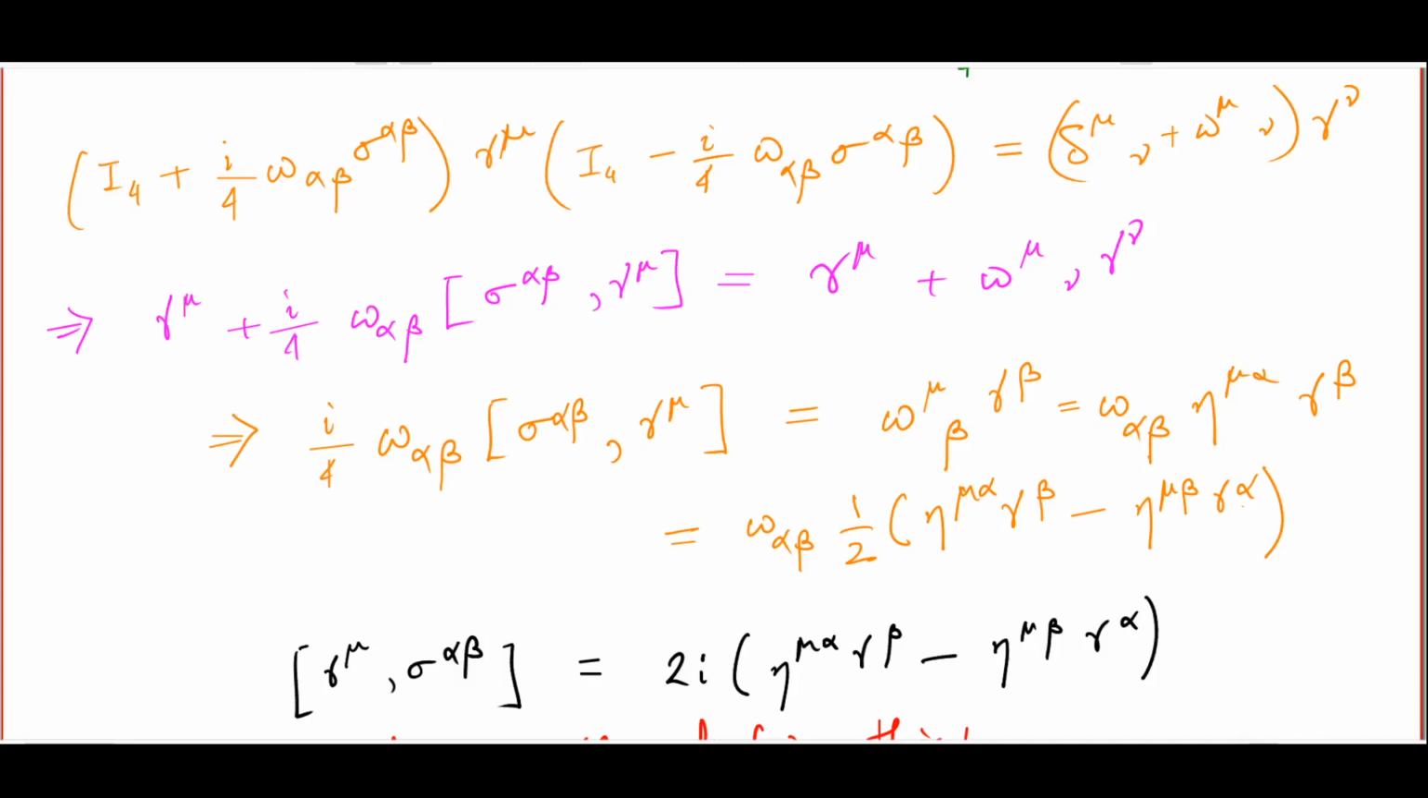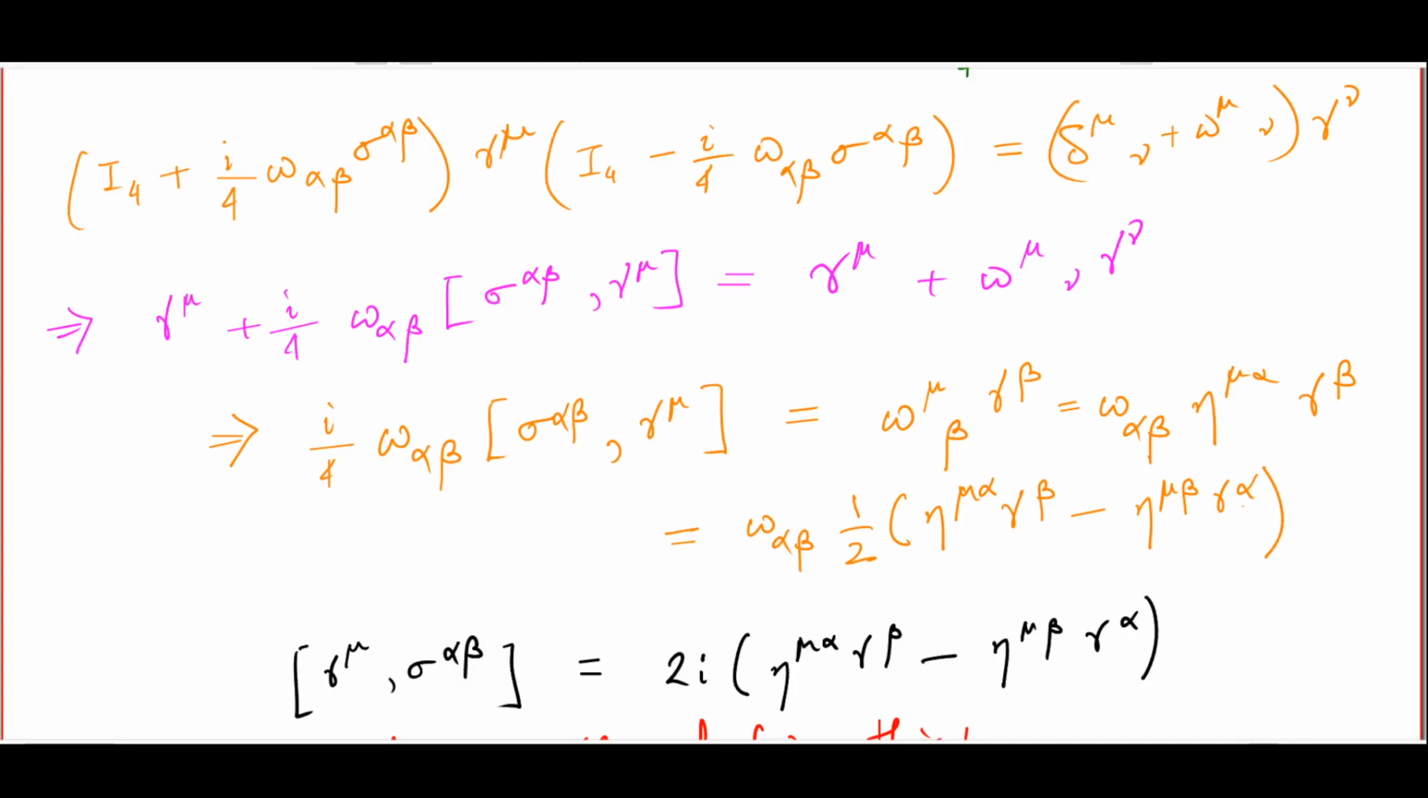So the question really is, do such S's exist? And we had now shown that at least for infinitesimal transformations, such an S would exist if you can find matrices sigma alpha beta, 6 independent such matrices, which obey this particular commutation relation. Gamma mu's commutator with sigma alpha beta is twice I eta mu alpha gamma beta minus eta mu beta gamma alpha. So all we need to do right now is either prove that such sigma matrices exist, or even better, find out explicit forms for such sigma matrices.